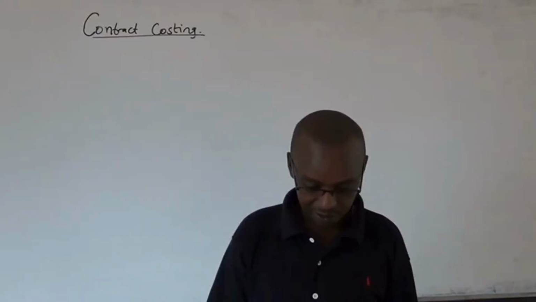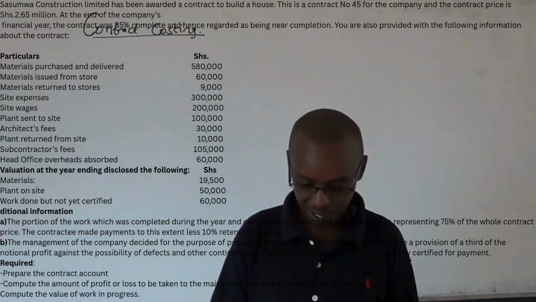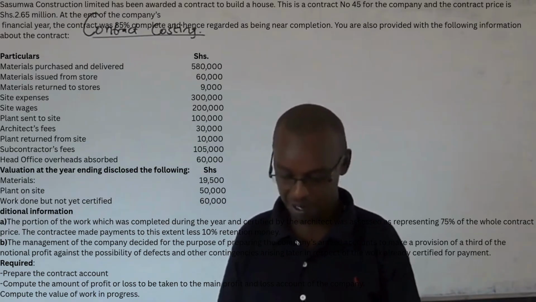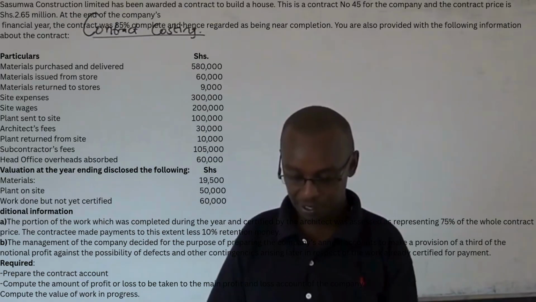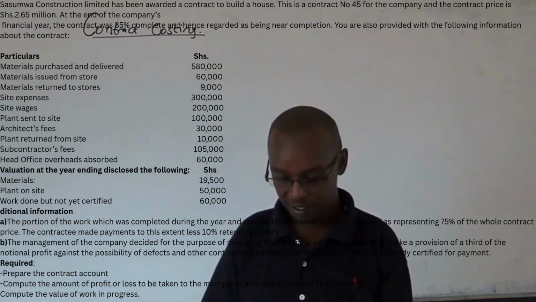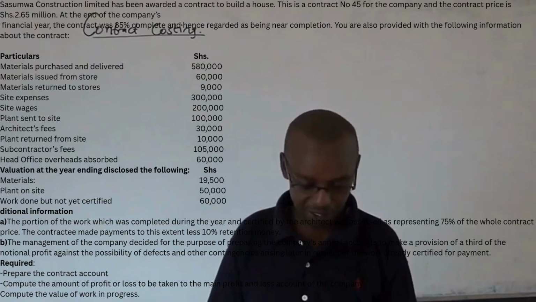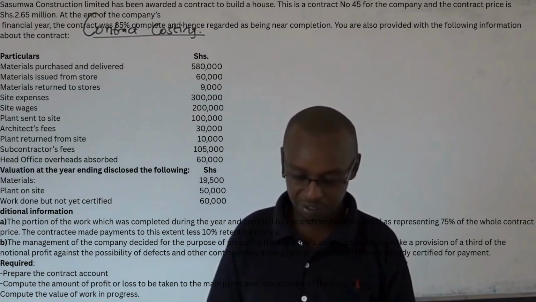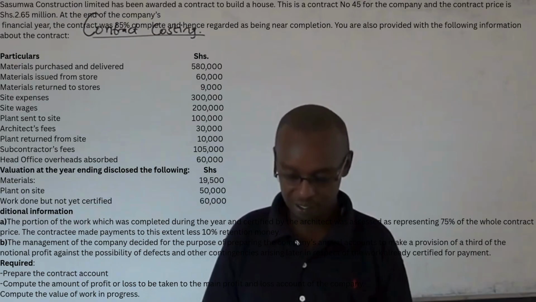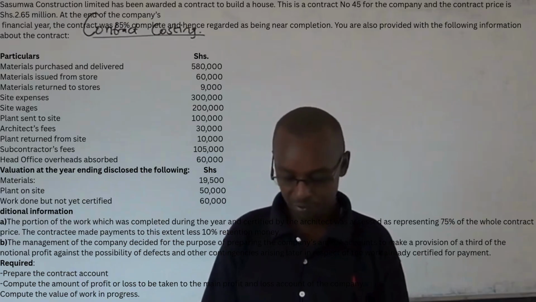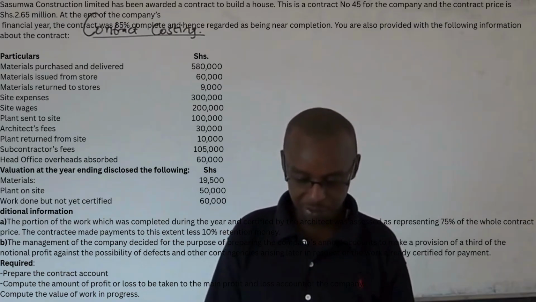Illustration. Sasumo Construction Limited has been awarded a contract to build a house. This is contract number 45 for the company. And the contract price is 2.65 million. At the end of the company's financial year, the contract was 85% complete, and hence regarded as being near completion. You are also provided with the following information about the contract.